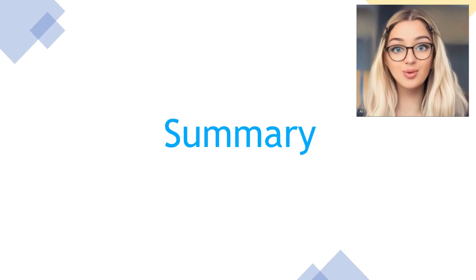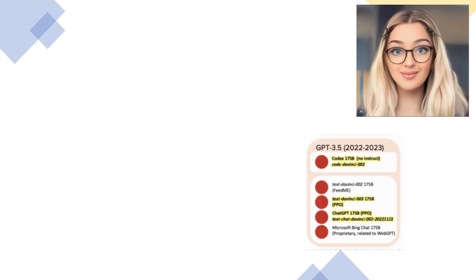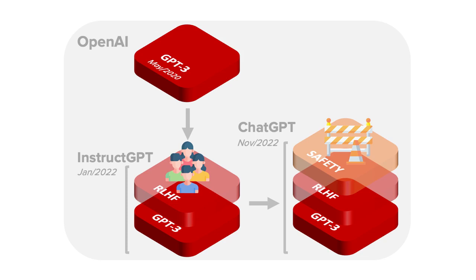Okay, let's summarize what we have learned here. ChatGPT is a large language model trained by OpenAI based on the GPT architecture version 3.5. As I mentioned earlier, it is designed to generate human-like responses to natural language inputs and can perform a variety of language tasks, such as language translation, summarization, question answering, and conversation generation.